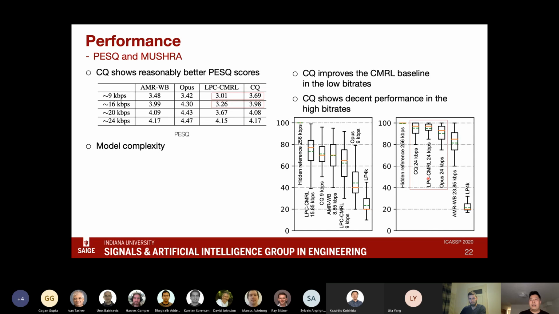Although at 9 kbps, the LPC CMRL model is not as good as AMR wideband. CQ is kind of on par with AMR wideband. Again, I need to emphasize this. Our goal is not really to outperform these conventional codecs with a large margin, because we intentionally choose a very compact neural network for this problem. Compared with WaveNet and its own predecessor, KNet, CMRL only has 0.9 million parameters, so it's a tiny neural network.